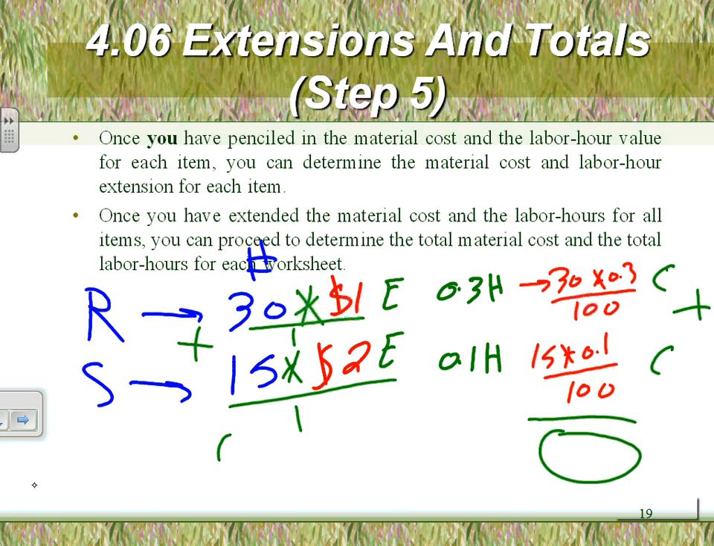Add them up, plus, put the answer here. That's your total. Answer. Does that make sense? Pricing and laboring. This is totaling, extending and totaling.